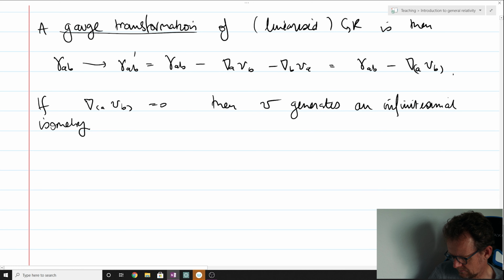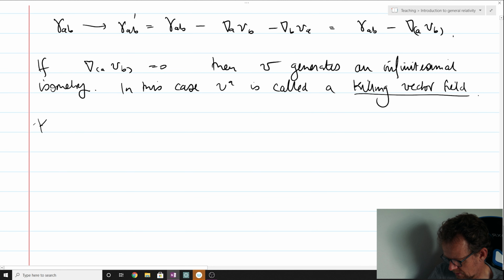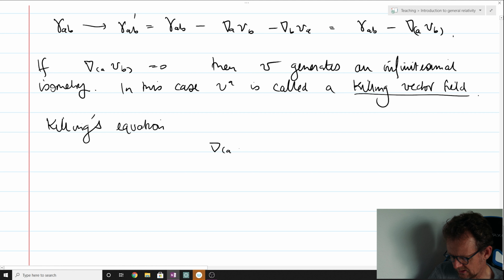And we have a name for such a thing. And that is, V^A is called a Killing vector field. These will turn up in a handful of contexts in the future. And furthermore, this equation, which I've actually mentioned before, Killing's equation, is precisely this condition, that V generates an infinitesimal isometry.